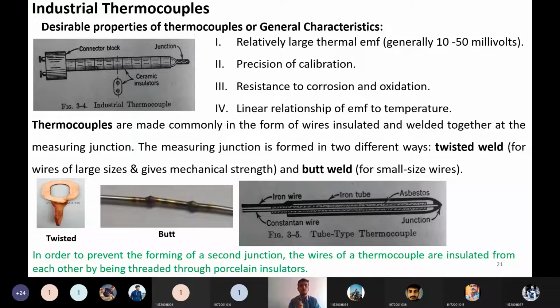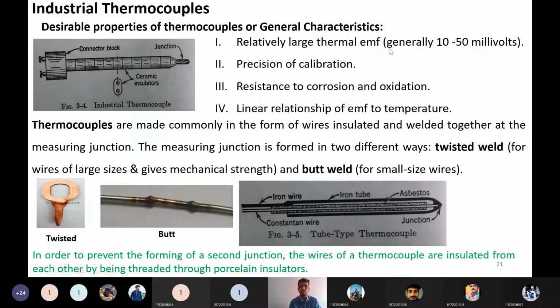So in a thermocouple, they must be capable of calibration to a standard EMF temperature relationship and should maintain these values, this calibration, without any drift for a long period of time. Then only the thermocouple is accepted for industrial use.